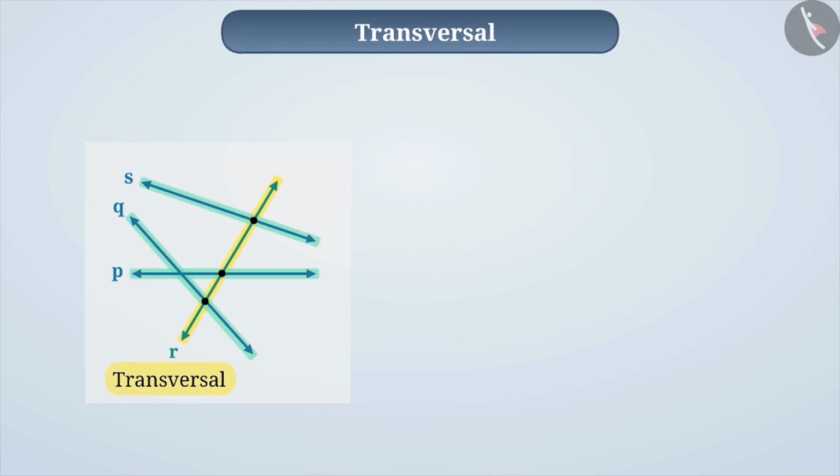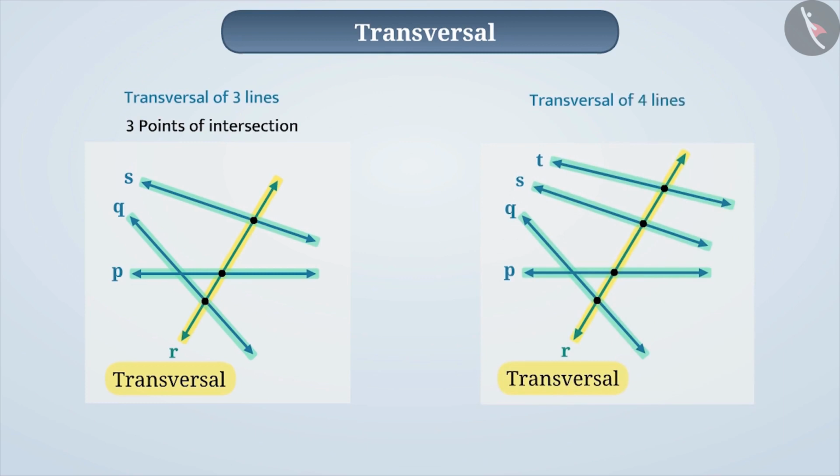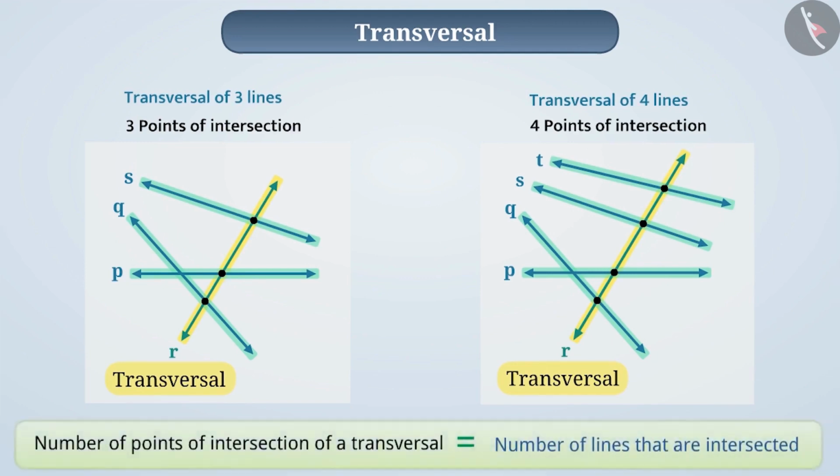You can also see that there are 3 points of intersection of the transversal on these 3 lines. Similarly, if we make a transversal on 4 lines, then it will intersect them at 4 points. Based on this, we can say that the number of points of intersection of the transversal is equal to the number of lines that are getting intersected.